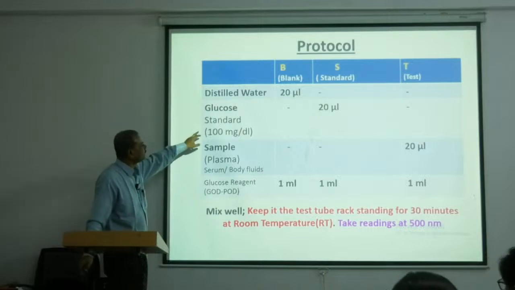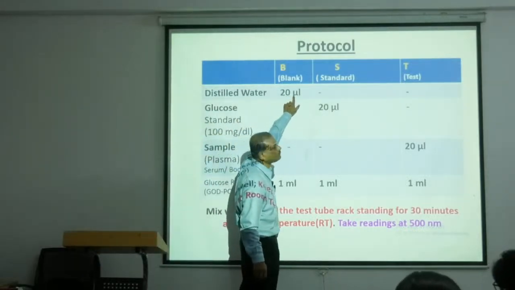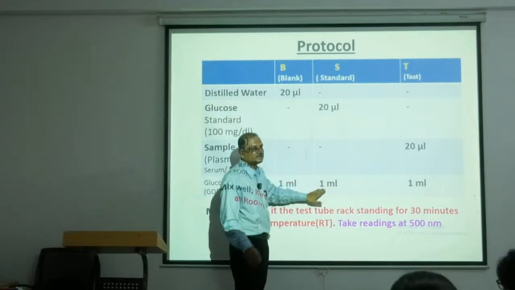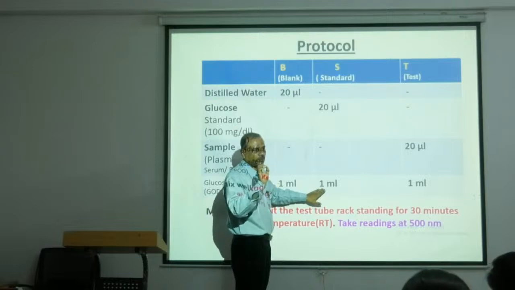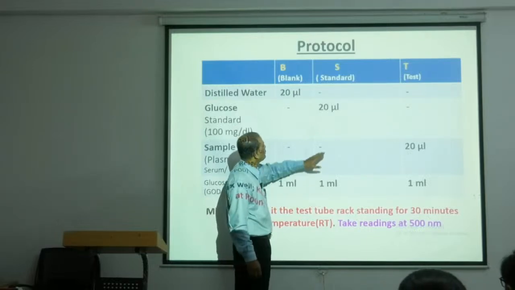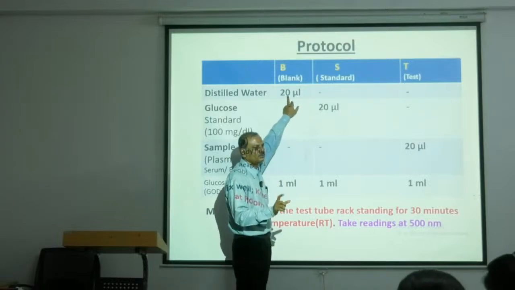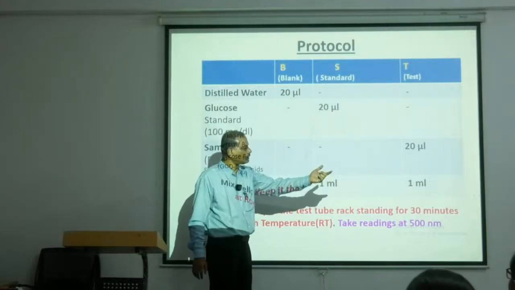In the glucose standard sample, suppose you write down, in the blank tube you take 20 microliter. See, 1 ml means 1000 microliter. Write down: 1 milliliter is equal to 1000 microliter. So we are taking 20 microliter, and that 20 microliter will be taken by a fixed pipette. Pipette at a distance.